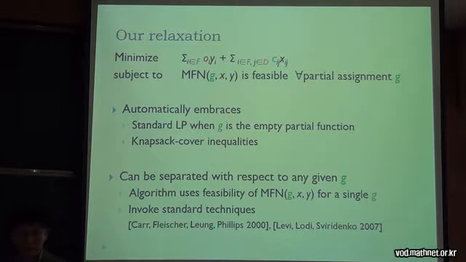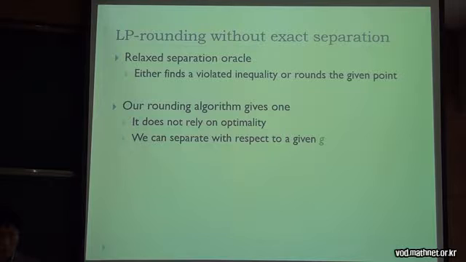But the LP rounding algorithm that we are going to show uses the feasibility of the multi-commodity flow network only for a single value of partial assignment. And what we do know is how to separate this LP for a given partial assignment. And then using the standard techniques, we can actually obtain a constant approximation algorithm for this problem. Let me elaborate a little more on why it is possible. When you think about the usual ellipsoid method, they use an exact separation oracle. You either find the violated inequality or correctly decide that the current point is in the polytope.